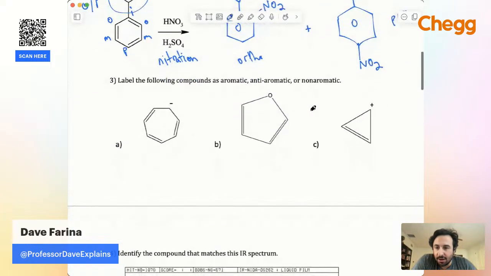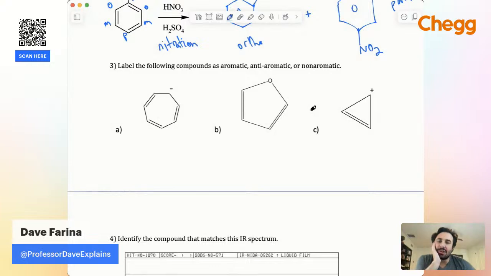So moving on here, we've got: label the following compounds as aromatic, anti-aromatic, or non-aromatic. So what are the conditions for aromaticity? This is very important. We need to absolutely memorize these criteria. Number one, the molecule has to be cyclic. Linear molecules are not aromatic ever. They have to be cyclic. They have to be fully planar, right? So they can't be, you know, like cyclohexene, right? They basically have to be sp2 hybridized.